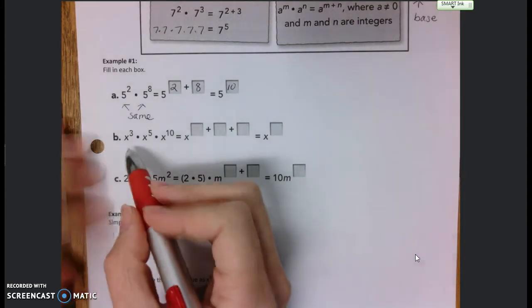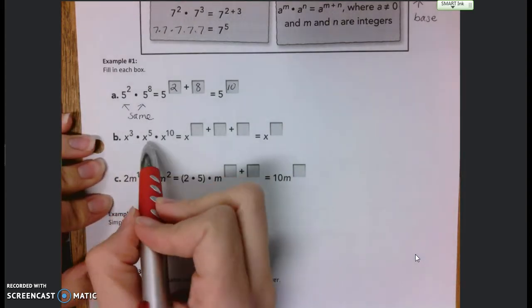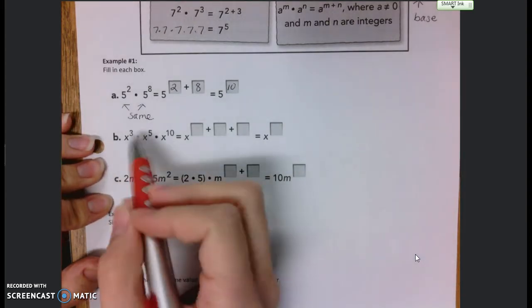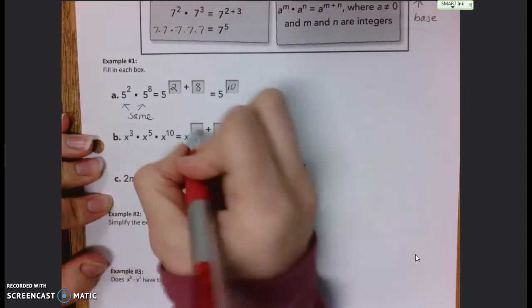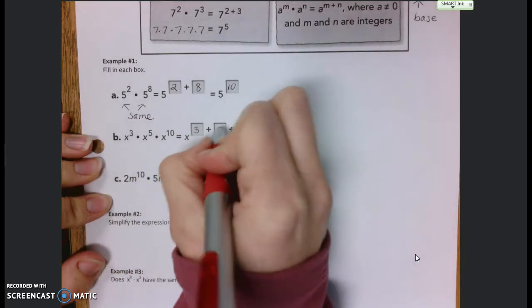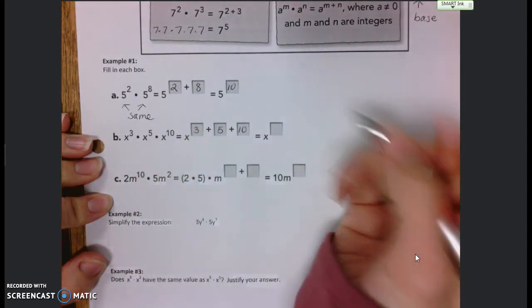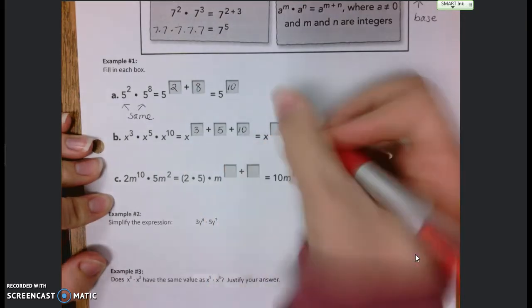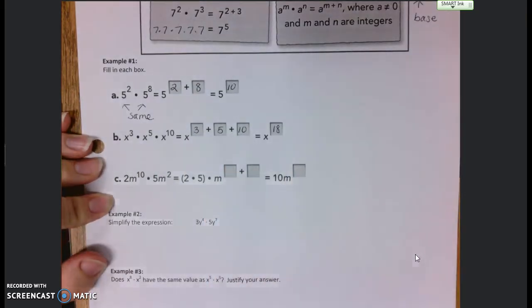For B, this time they're using an x to show us the base, and again, since the base is the same, all we need to do is add the exponents of 3, 5, and 10. So 3 plus 5 plus 10 will give us x to the 18th.